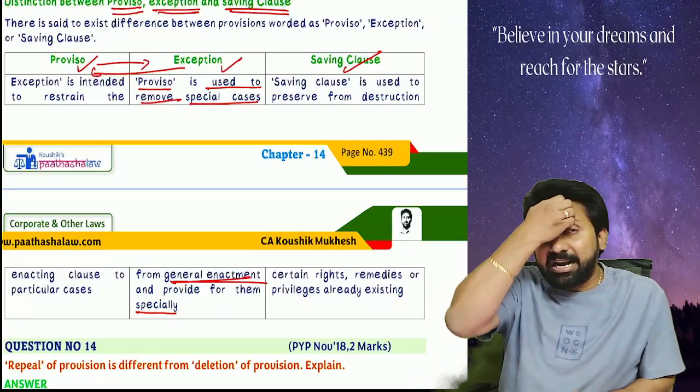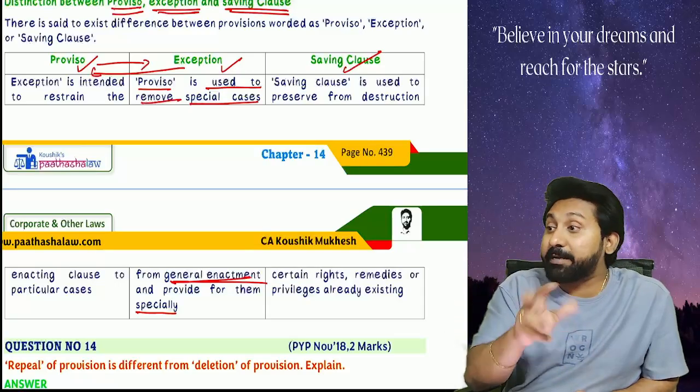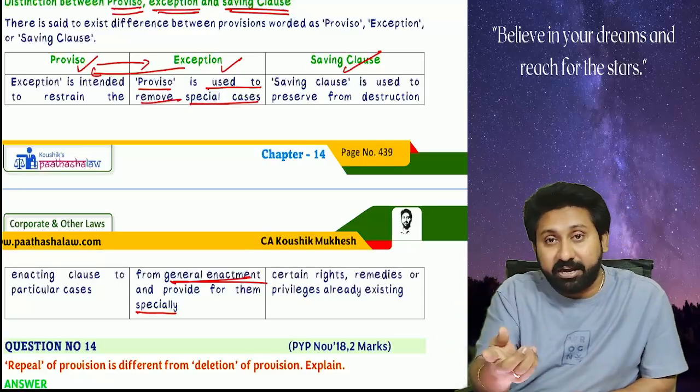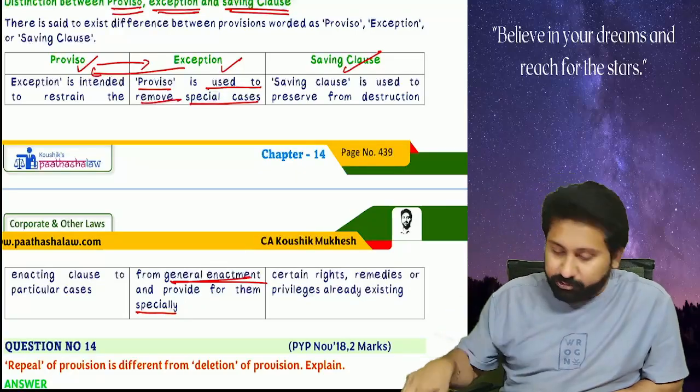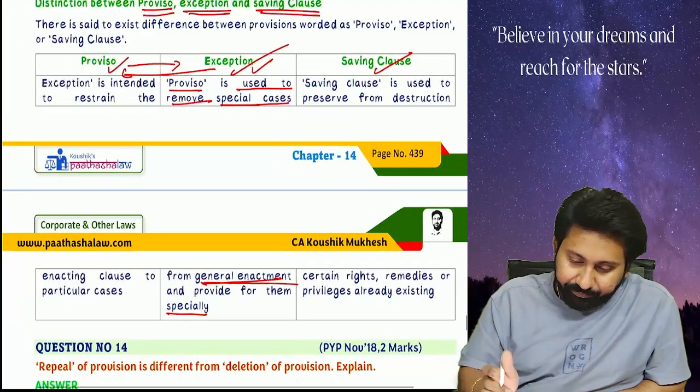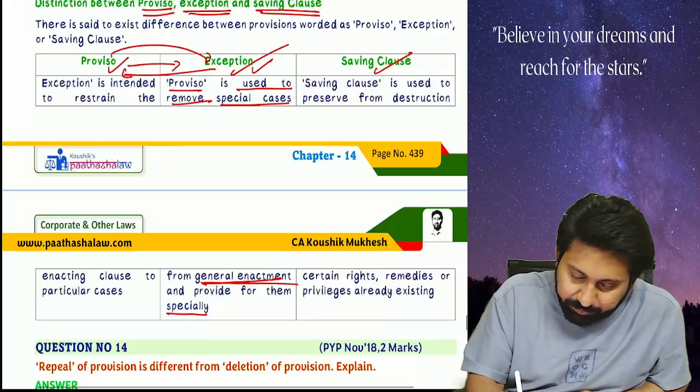Therefore, general points will be in the subsection, and special points, which is either an exception or an additional qualification, will be inserted in the form of a proviso. Next, this is the proviso.